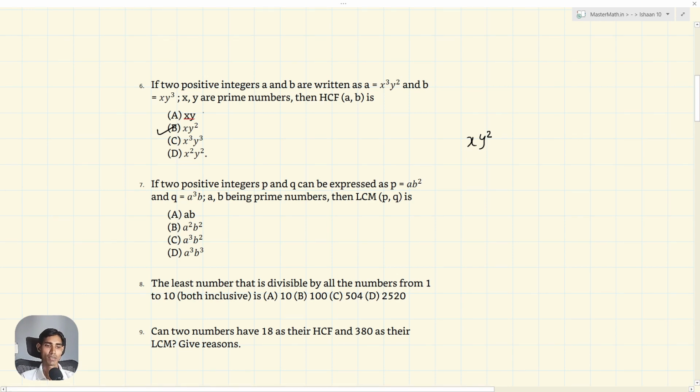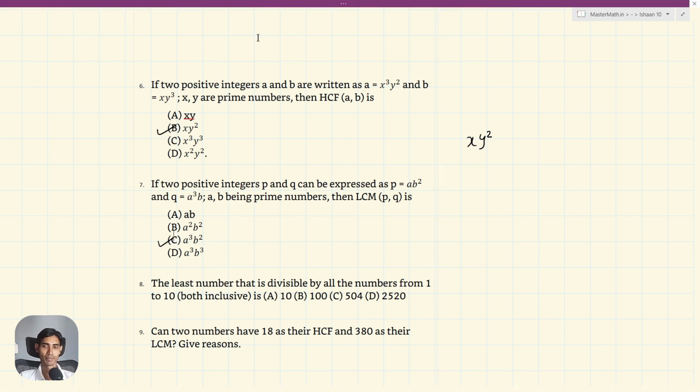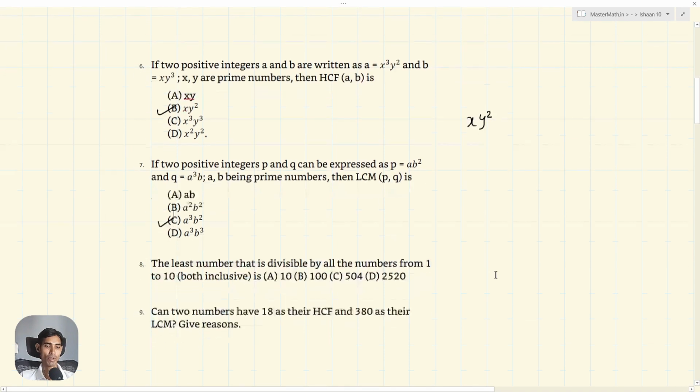That's correct. Seventh one, a cube b square. Sir, the answer is a cube b square, option C. That's right. Or maybe one last question.